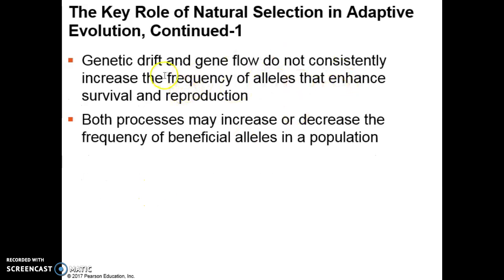Genetic drift and gene flow sometimes go back and forth, and sometimes they don't enhance survival and reproduction. Sometimes they're going to be negative mutations. Sometimes we're going to lose some positive traits, again, through genetic drift. Maybe our best organism flies away and goes to another population. Our most fit organism goes somewhere else, and we lose a lot of those really adaptive and beneficial traits.